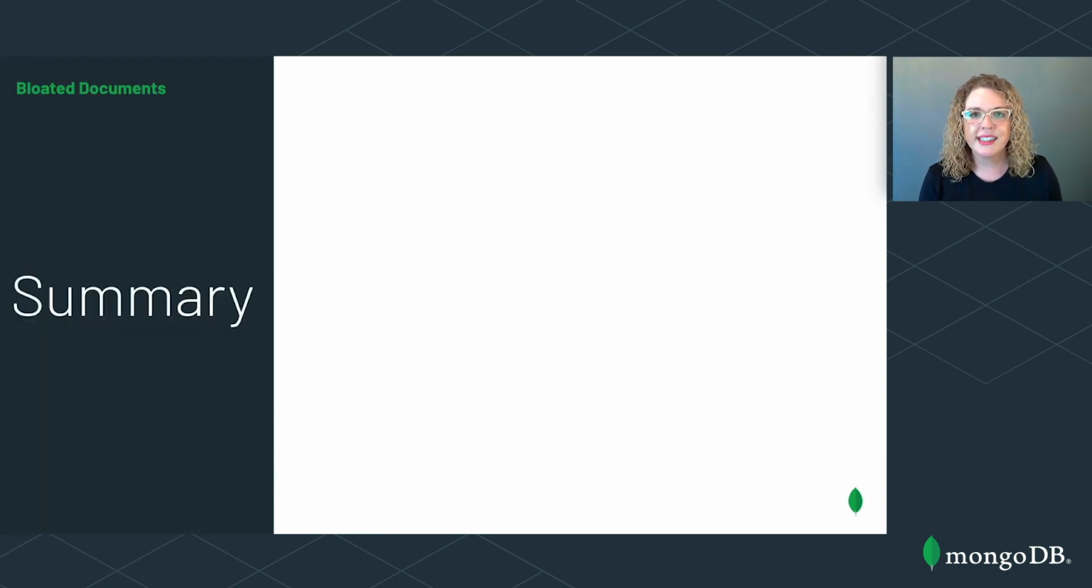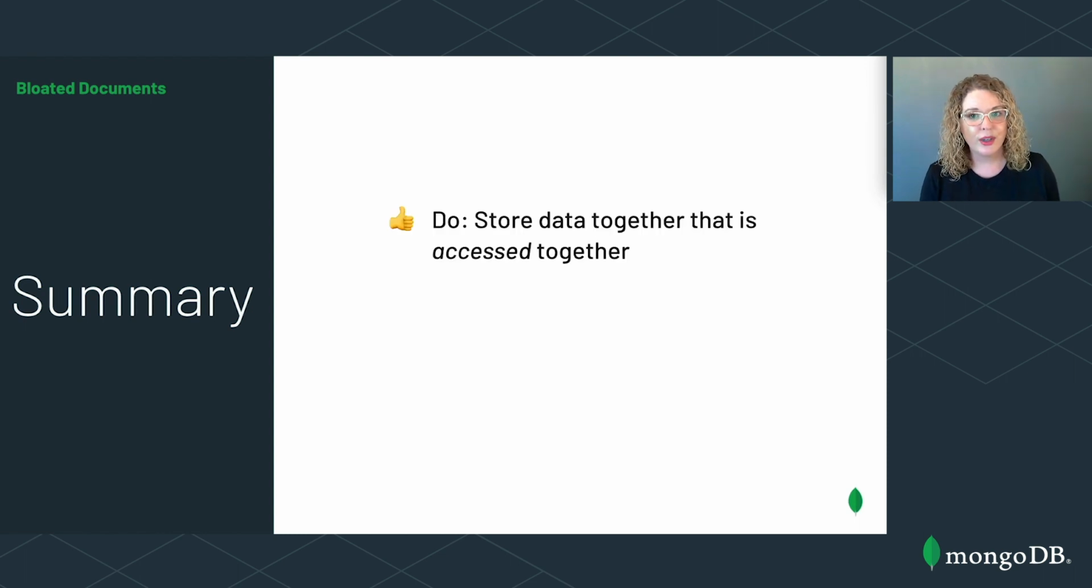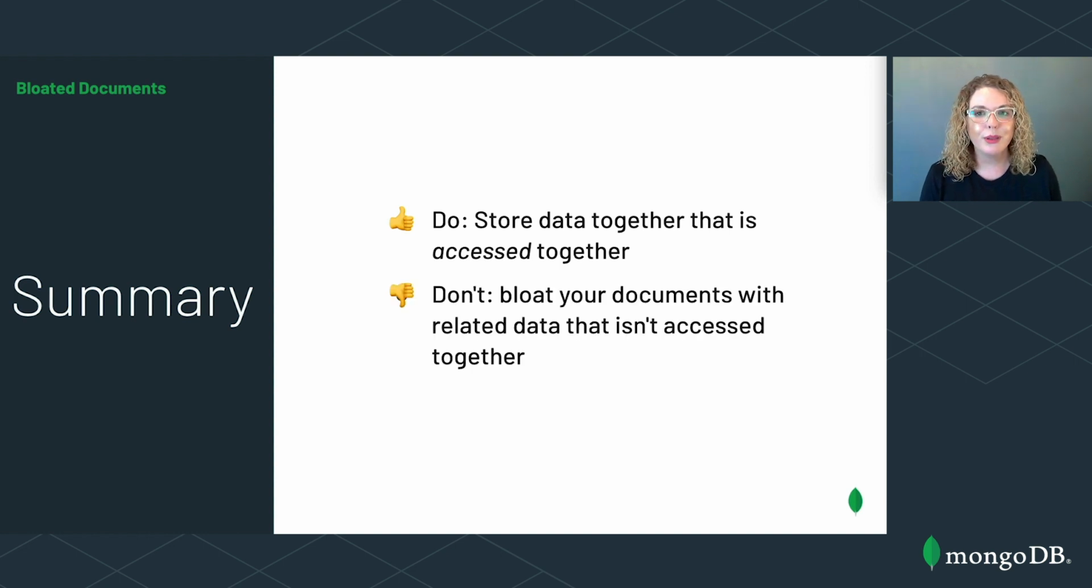So let's summarize the bloated documents anti-pattern. Do store data together that is accessed together. Don't bloat your documents with related data that isn't actually accessed together. Be sure that the indexes and the most frequently used documents fit in the WiredTiger cache for your database in order to get blazing fast queries.